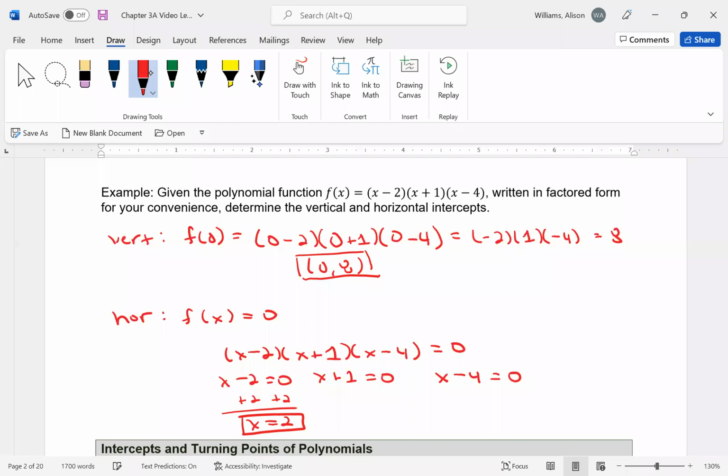There's 1. Minusing 1, that's going to give me -1. I'm not going to show the work. I'm just going to kind of skip it. That's going to give me 4. Okay, so there we go.